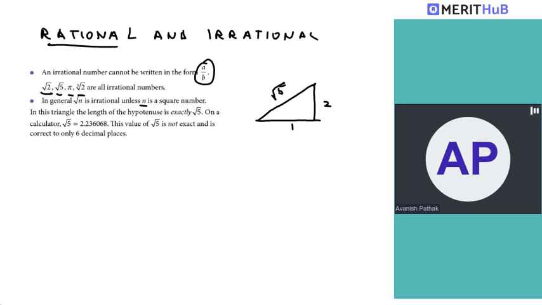We'll discuss it through an example. So it's pi by 2. Since pi is an irrational number, pi by 2 will also be irrational. Now, if I talk about root under 17 whole square, that is 17, and that can be expressed in the form of 17 by 1. So that's a rational number.